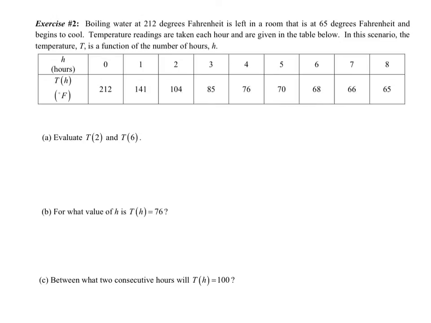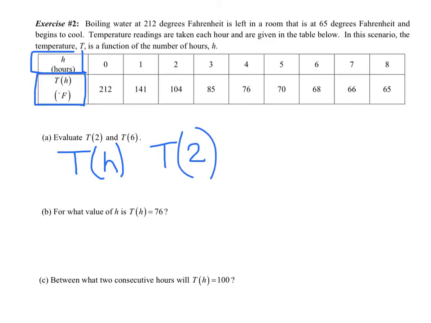Okay, I need to evaluate T of 2. Now, they told me T is a function of H. So H is my hours, and they have it clearly labeled, and T of H is my function. So if our function is T of H, and they want me to evaluate T of 2, what they're really saying is what is the temperature at 2 hours. Notice the 2 took the place of H. So what is the temperature, capital T, at 2 hours?